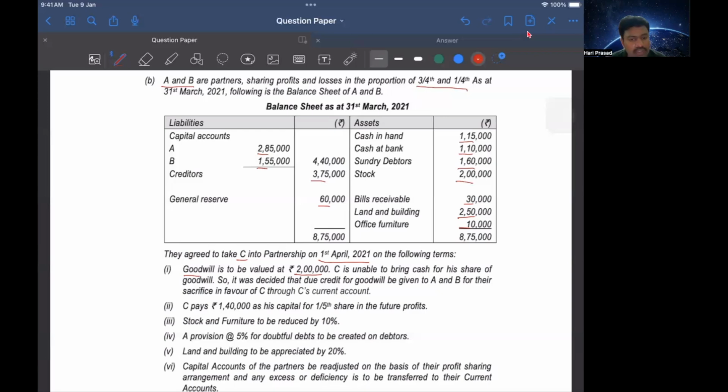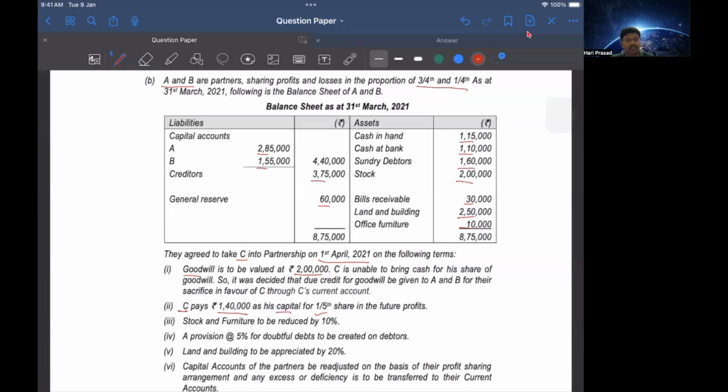Next point. C pays rupees 1,40,000 as his capital for 1/5 share in future profit. That is, C's capital is 1,40,000. And they have also given C's profit sharing ratio, which is 1 by 5.